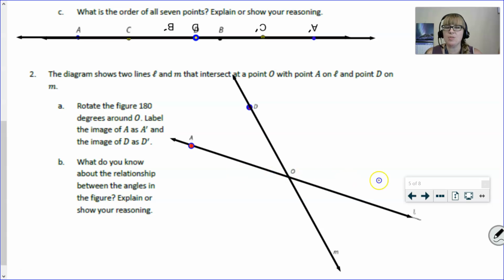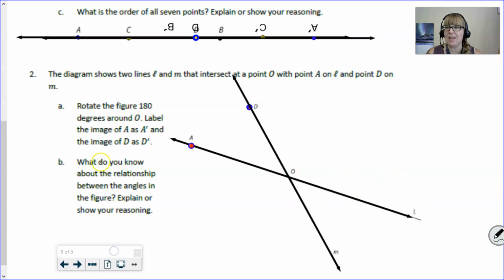This one is the most important one from the whole lesson today. We have these two lines, L and M. Notice that point D is on line M, and point A is on line L. What I'm going to do is it says rotate the figure 180 degrees around O, and we need to make sure that we relabel our new A and D. So let's go ahead and do that.